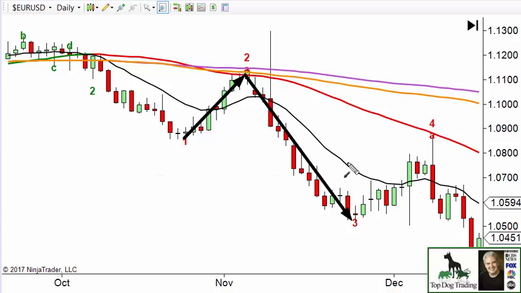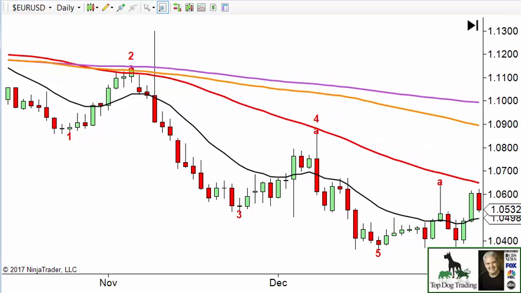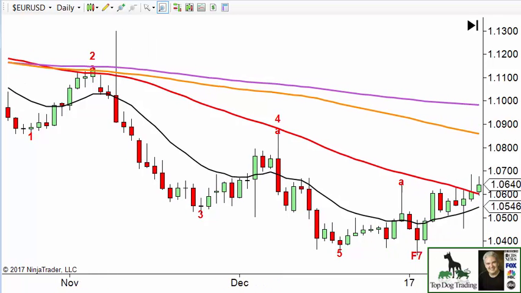I'm not that adamant about a stacked structure. A lot of people talk about that as being clear evidence of a trend. My experience has been that it's fine, but it's a late signal. By the time the moving averages all start stacking like that, it looks real pretty, but usually that's going to be coming to an end pretty soon. So it's not an early signal.